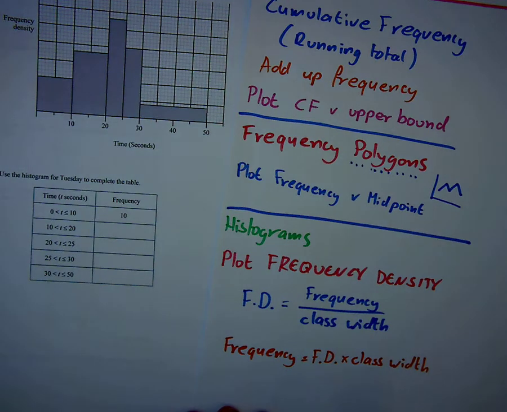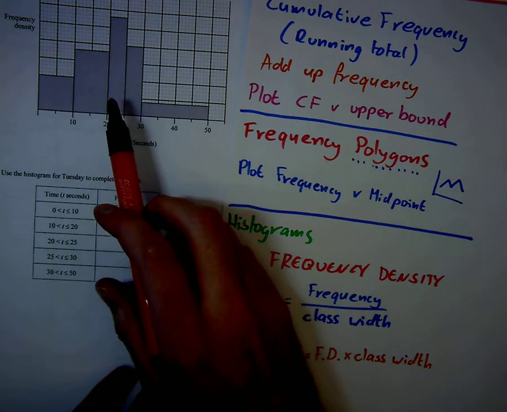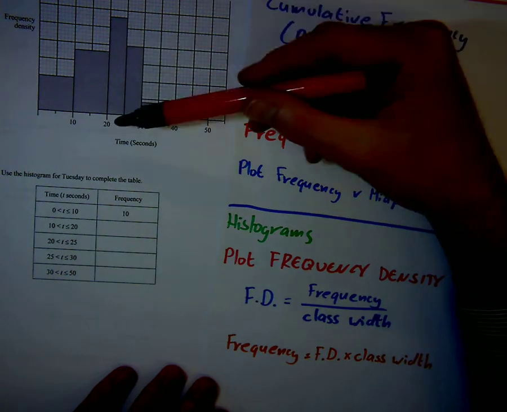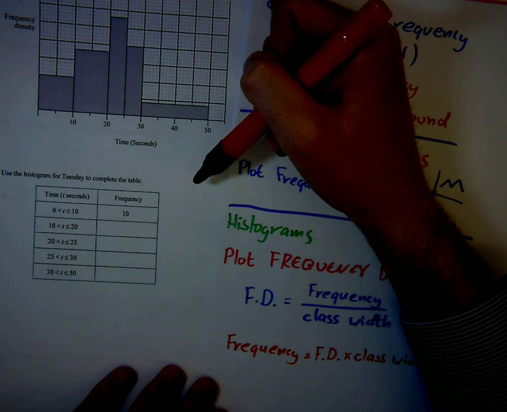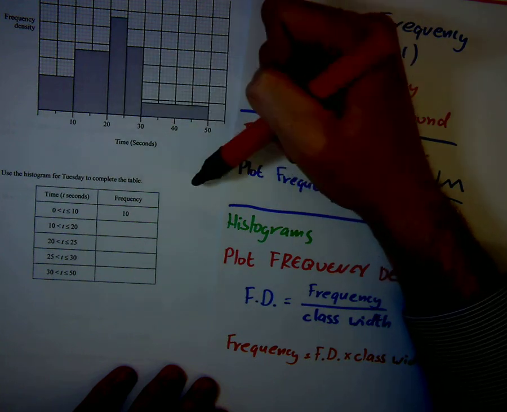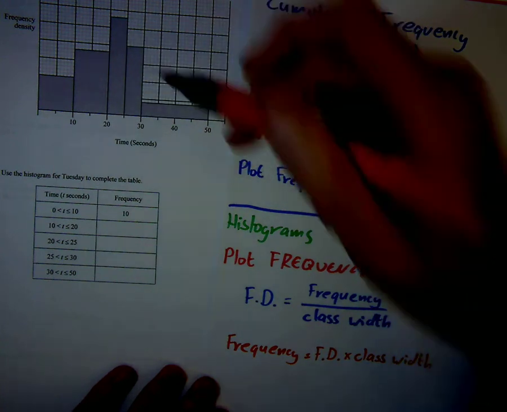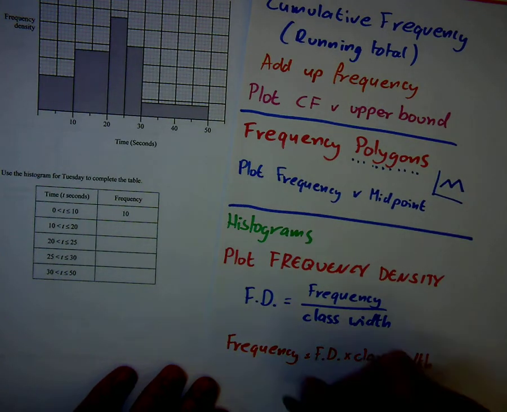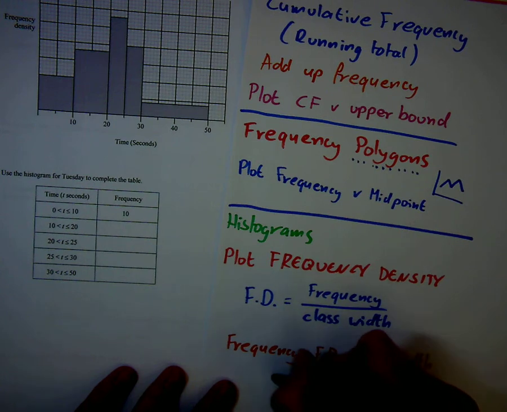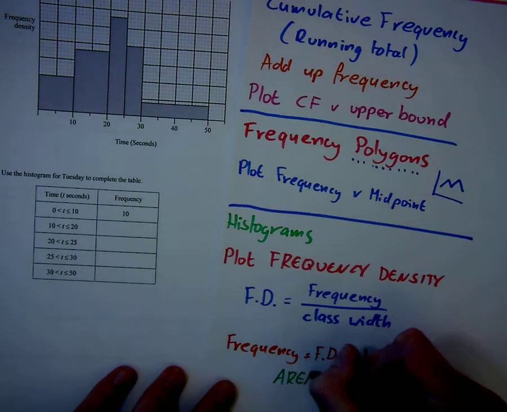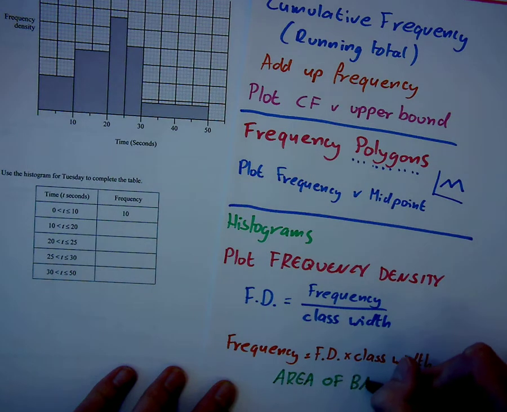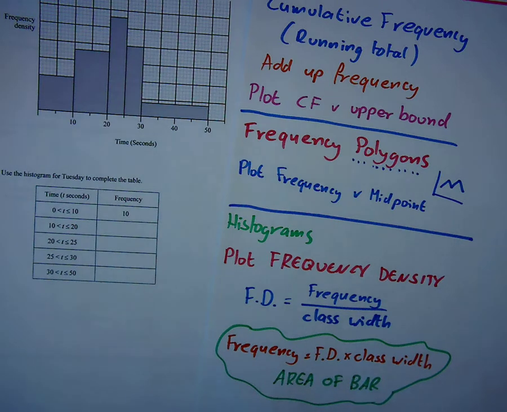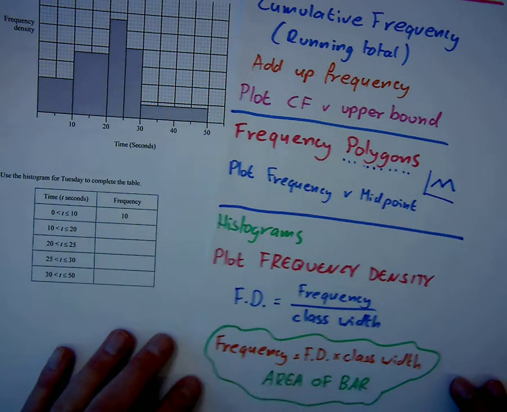If we look at the chart, the frequency density is the height of these bars. The class width is the width. So we do the height times the width. That's actually finding the area of the bar. So as well as frequency density times class width, frequency is the area of the bar. So I've got 3 bits of information here. As I said, pretty important.